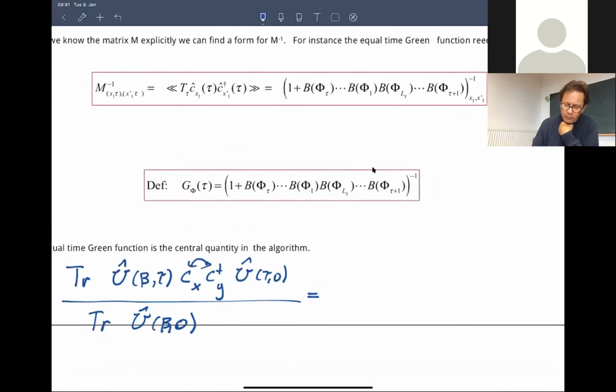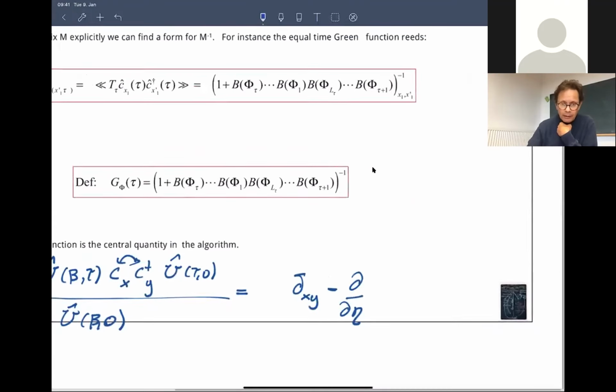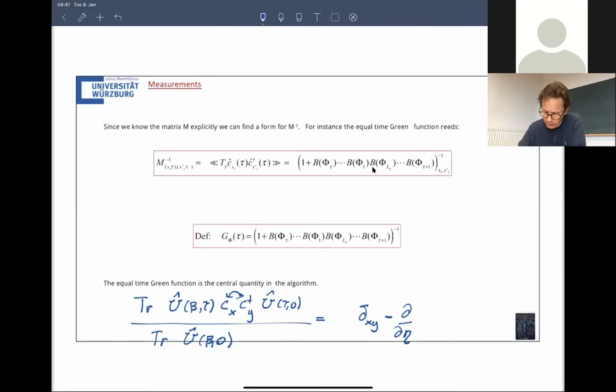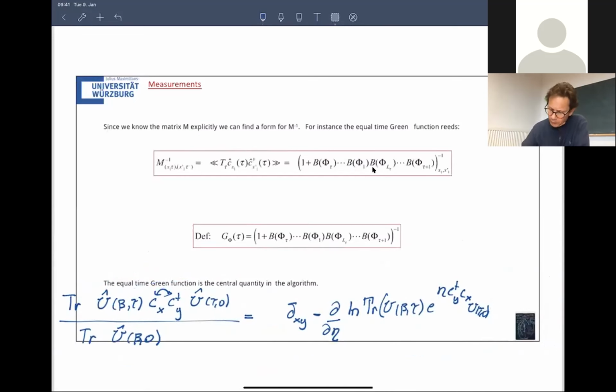The way to do that is to introduce a source term. I will commute those two things, so I will have a delta xy, and then a minus, and then I put in a source term: d of d eta of the log of the trace of U of beta tau, then e of eta, C dagger of y, C of x, and then U of tau 0. And I will put this at eta equals 0.